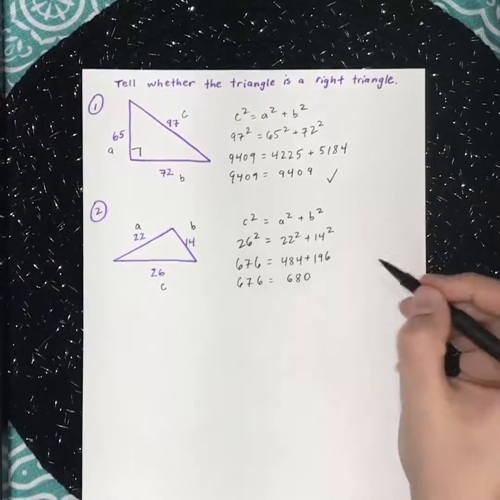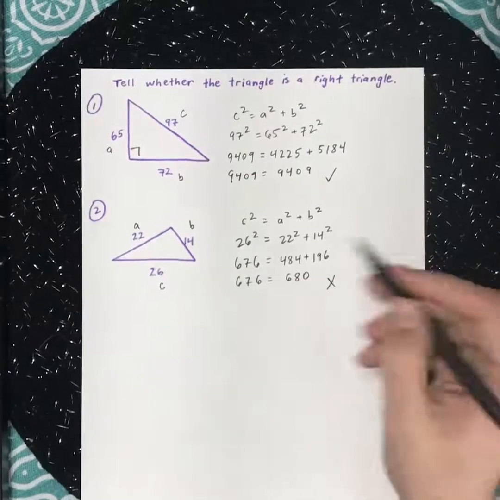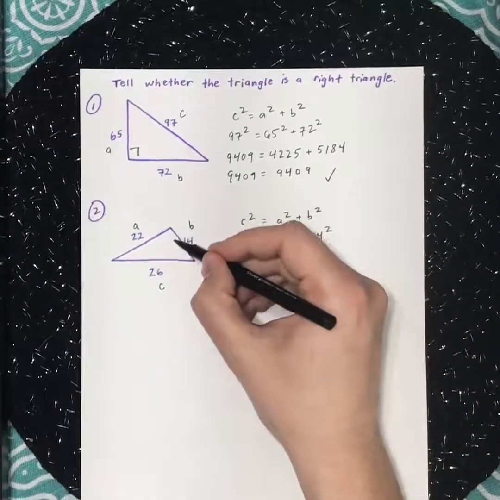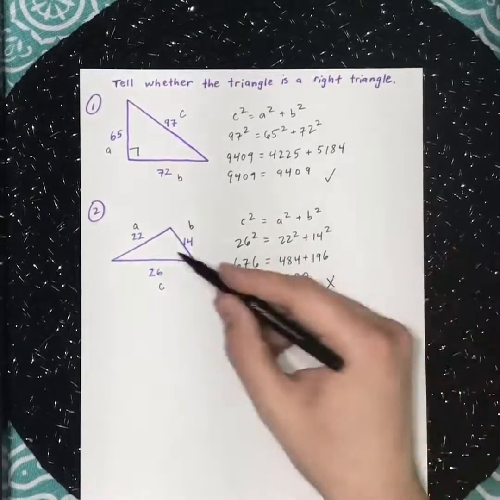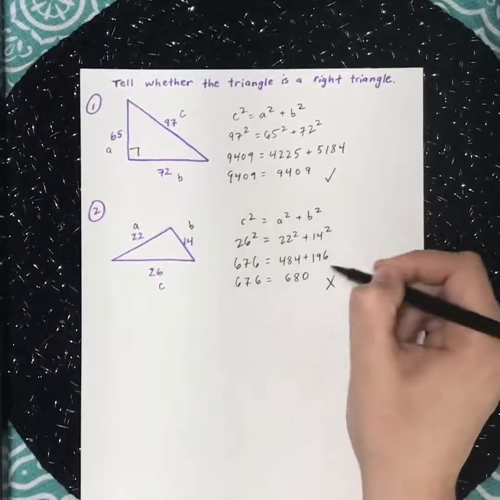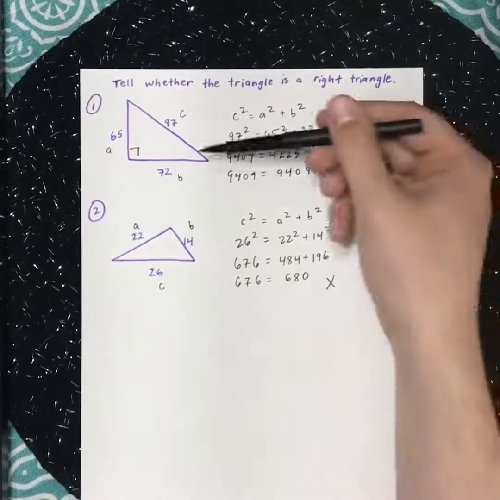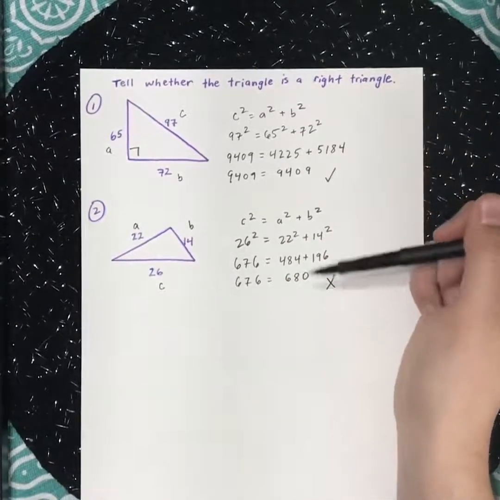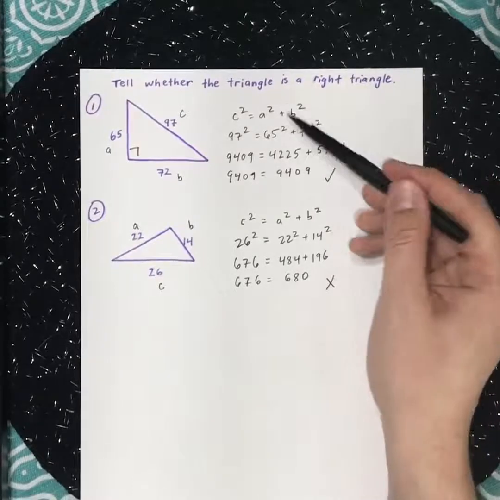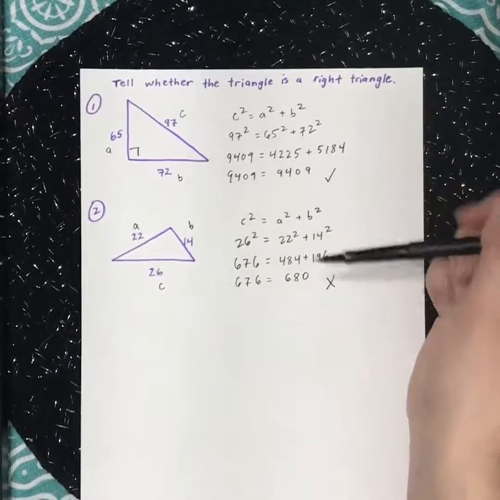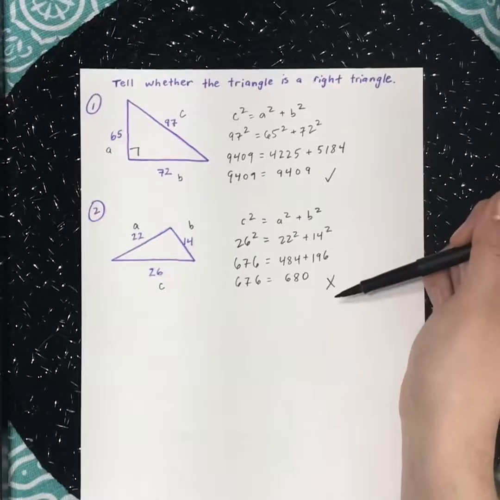These are not equal to each other. This is not a right triangle. This right here is not 90 degrees. Why? Because the Pythagorean theorem did not give me a true statement. So if you plug in the values for a triangle, you're going to be able to show, using the Pythagorean theorem, whether or not a triangle is right or not.